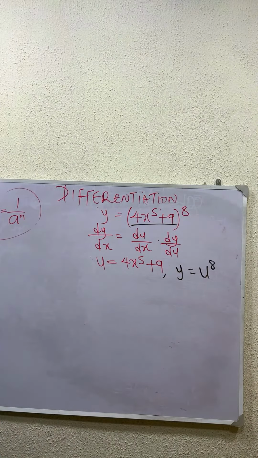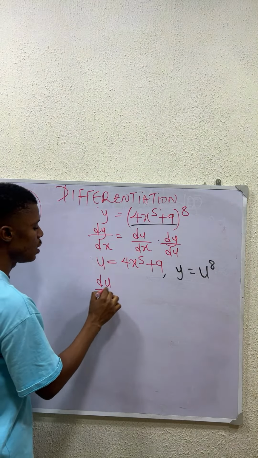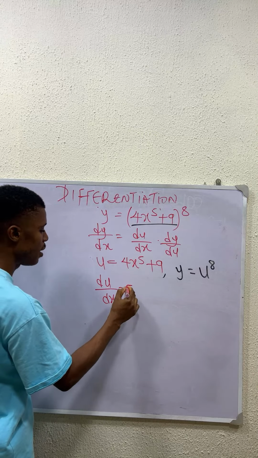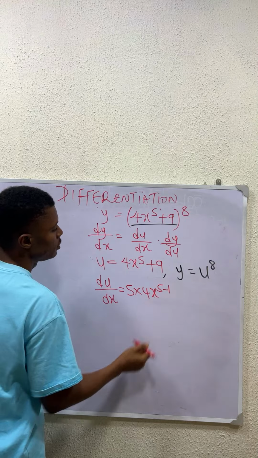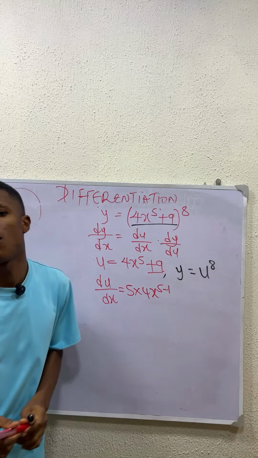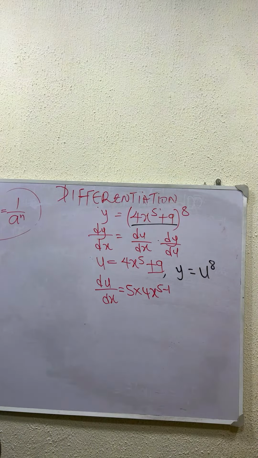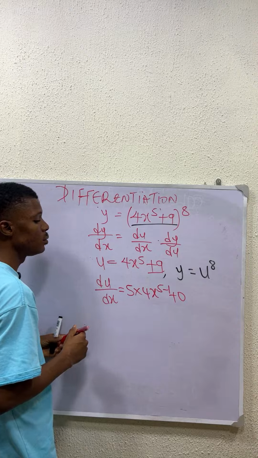Okay? So to do that, it is very, very simple. So what do we do? To differentiate u with respect to x, we'll be getting 4 times 5, we have 5 times 4x power 5 take away 1. Okay, differentiating a constant 9, what do we get? We get a 0.